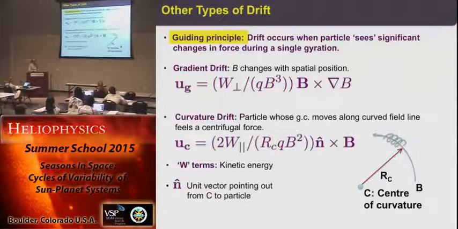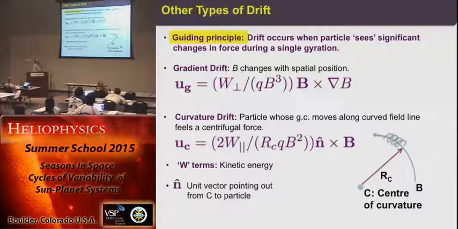The first is a so-called gradient drift. The thing that's changing with position here is the magnetic field. So this could be, for example, a dipole magnetic field of a planet or of the Earth. And what happens is that the particle sees different field strength during its gyration. And again, that leads to a difference in the radius of curvature of its trajectory and a drift of the guiding center with this quantity here, UG. And it depends on the kinetic energy of gyration, which I've written here as W perp, and the field strength B, and of course the spatial gradient in field strength.